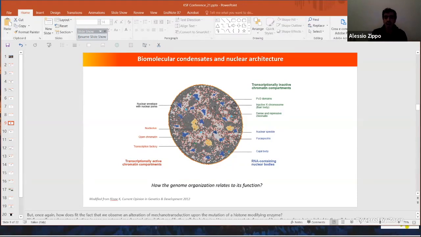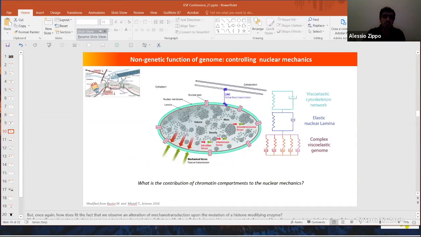So our question was how the genome, which I told you is about 2 meters long, is folded into this 3D chromatin structure, and how that is related to genome function. And when talking about genome function, you can think about the canonical genetic function, so regulating gene expression, but also other non-canonical genome functions. In particular, we are referring to the mechanical properties of the chromatin itself.